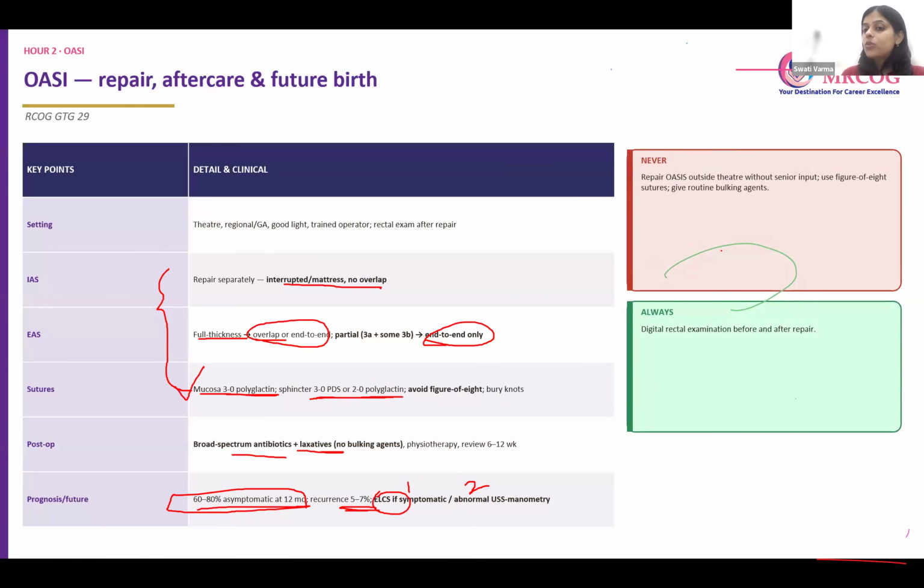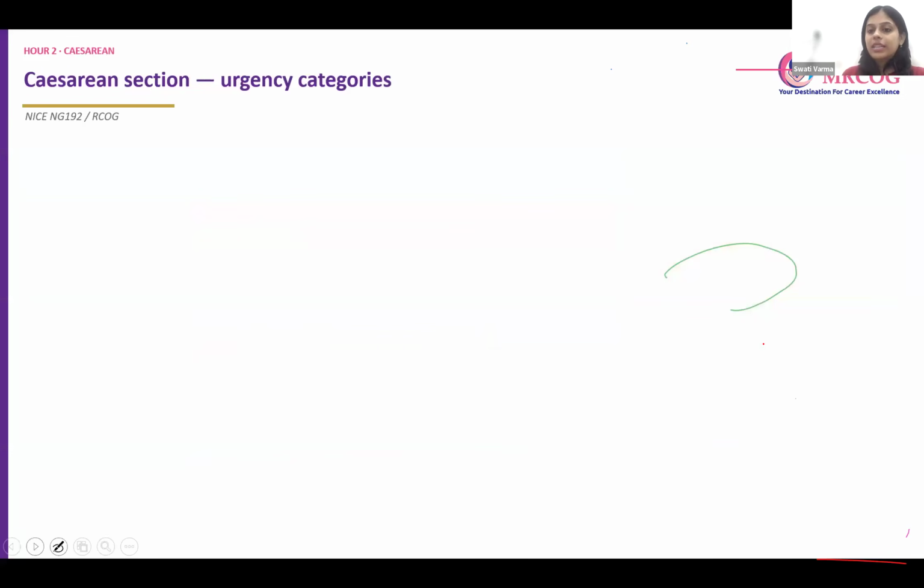Now, never repair OASI outside theater without senior input. Never use figure of 8 sutures. Never give routine bulking agents. Use just laxatives, and always prefer to perform a digital rectal examination before and after repair so that you don't miss out on any OASI.